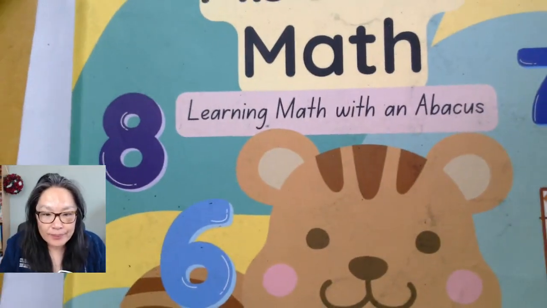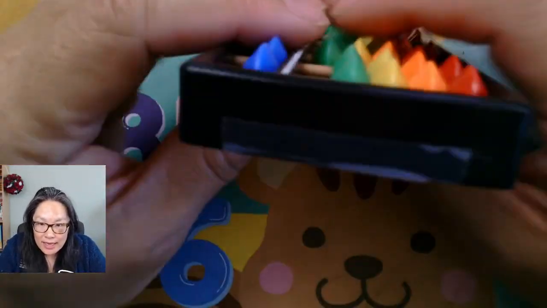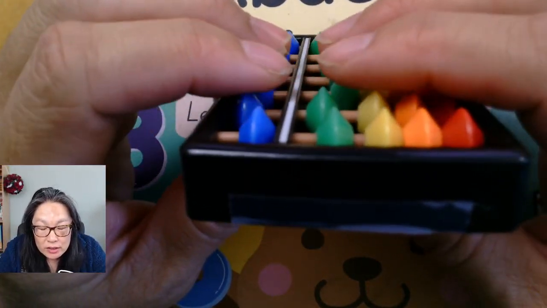And so now what we're going to do is understand how to move the beads. So, what is this? This is an abacus, right? But what we want to do is be gentle with our abacus.